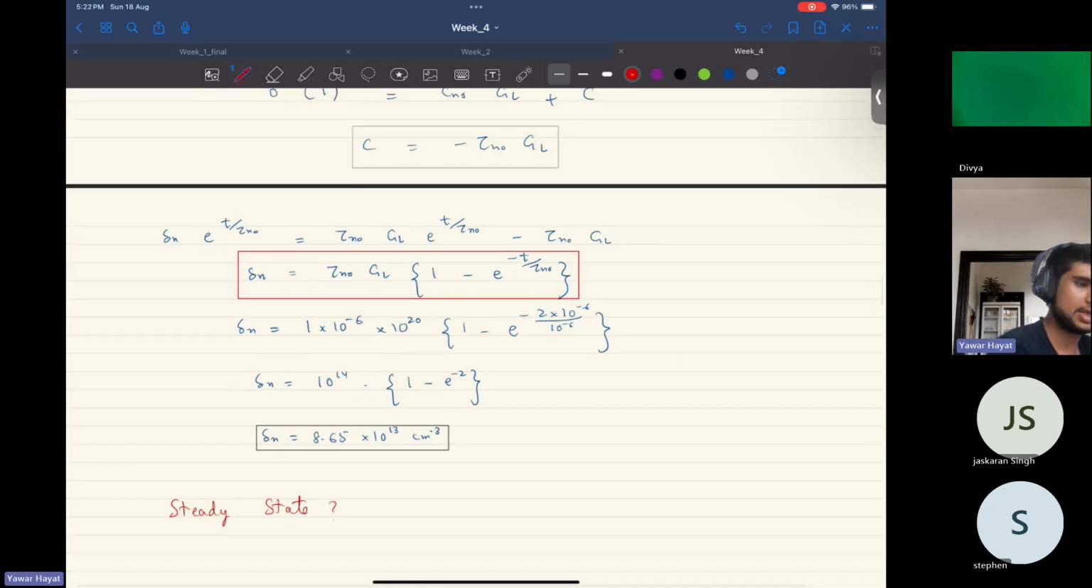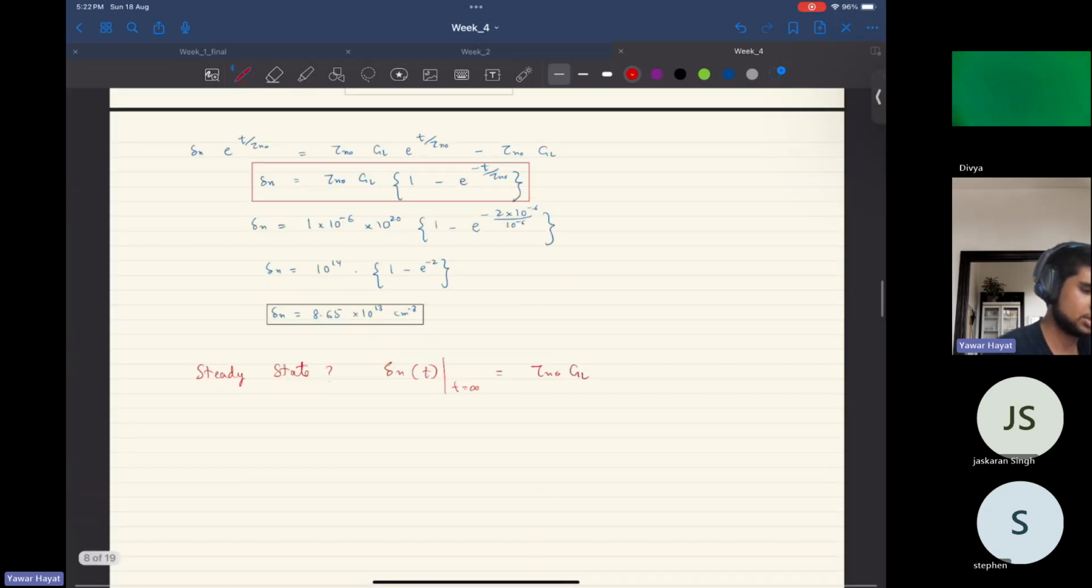Simple, right? If this t approaches infinity, this term would be negligible. We are left with this part. So for steady state at t equal to infinity, that would be equal to tau n0 gl. You can substitute the values and get the answer.